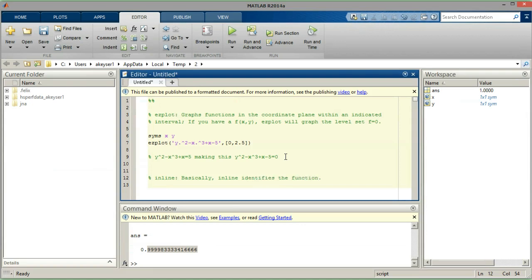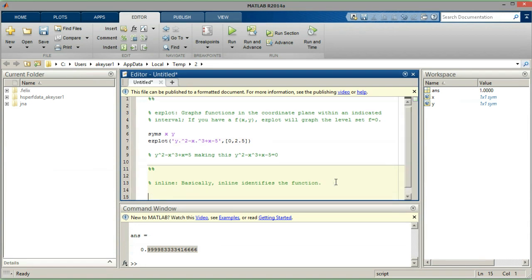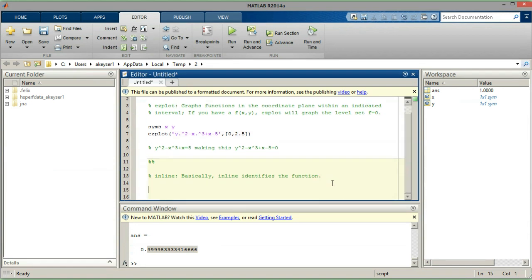When you use inline, you're going to put whatever function you have, but you're going to specify what the independent variable or variables are. You're telling it that this is a function of x or a function of y or whatever. So let me put this in a different section. What you're telling it to do is look at this specific function.